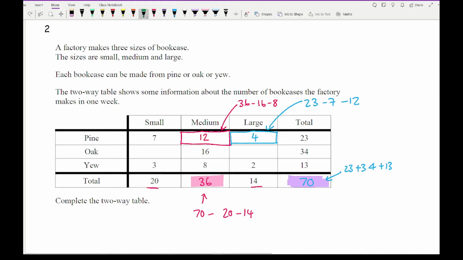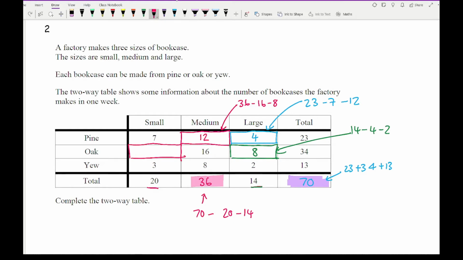And then from there I can work out what this number here is, because all of those three numbers need to add up to 14. So I've got 4 plus 2, so I've got 14 take away 4 take away 2, which is 6, which leaves me with 8.